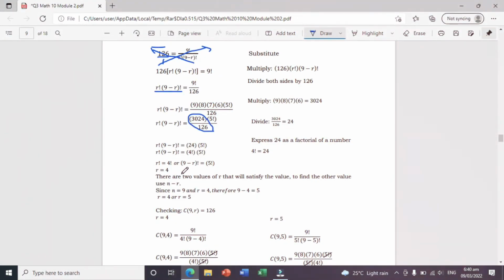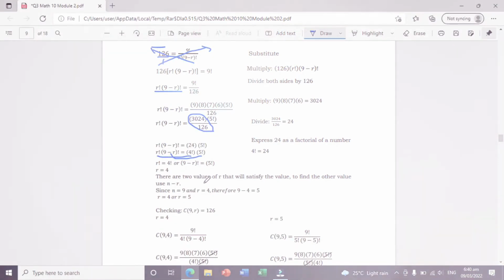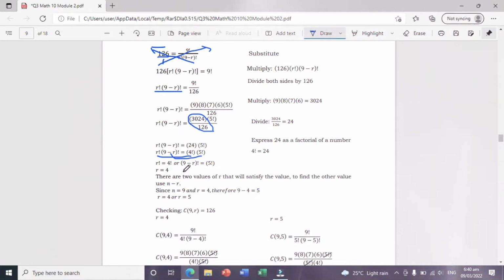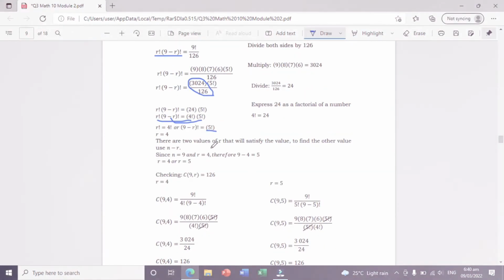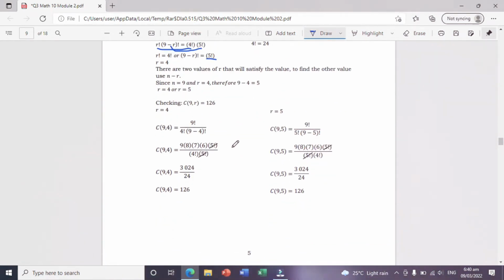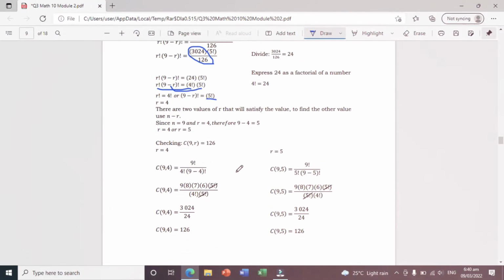So, here, it is equated that R factorial is 4 factorial, and 9 minus R factorial is 5 factorial. Therefore, R is equal to 4, since 9 minus R, if R is 4, is 5 factorial. It only means that there are two values of R that will satisfy the value. To find the other value, use N minus R. The solution is very long, but we have no choice.